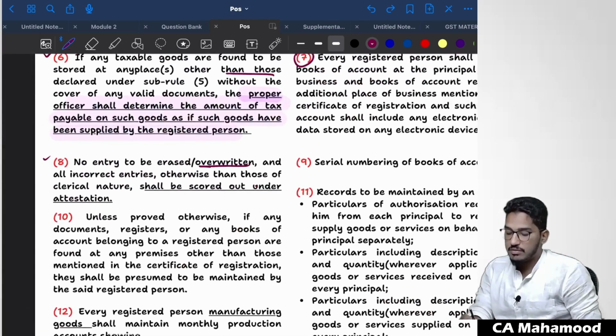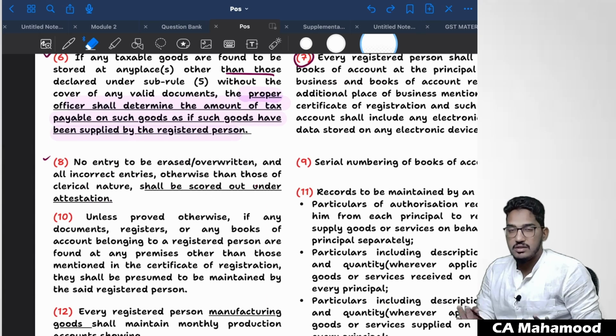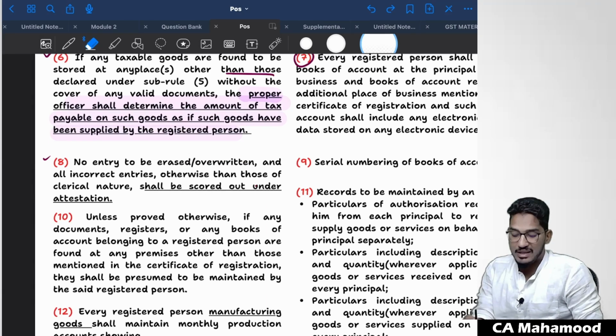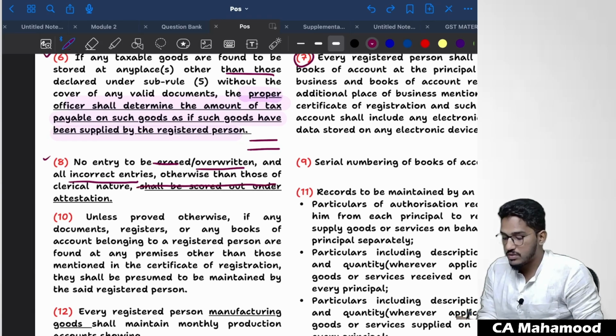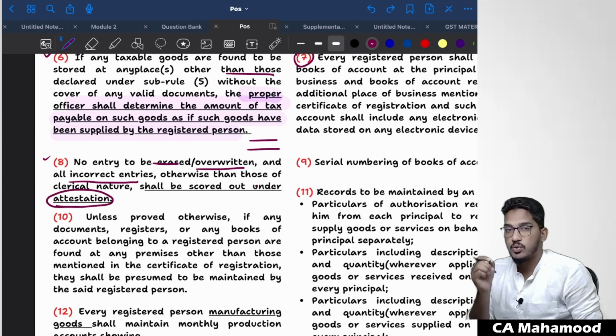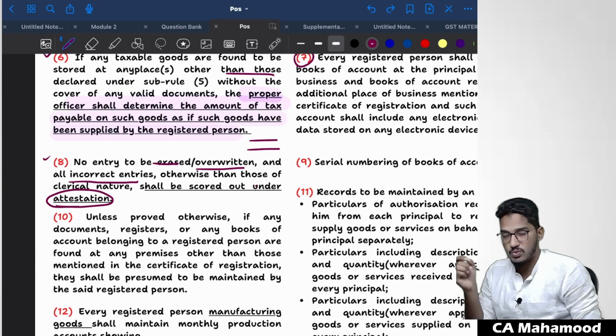Now coming to sub rule 8, which says that whatever entries you have updated in those accounts, no entry should be erased. You should not erase any entry from those records. You should not overwrite. What do you mean by overwriting? This we do know. When we write a mistake, we try to correct it on that only. So that overwriting also you should not do. And if at all any incorrect entry is there, that can be scored out. That means if you find any wrong entry, you can score it out like this. But that scoring out should be done only under attestation, with proper approval and proper authorization from the business owners. Then only that entry could be scored out.